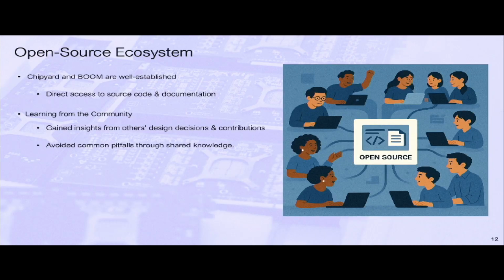Another major strength of open source development is the ecosystem it creates. In the case of Ocelot, we didn't start from a blank slate. Instead, we built on top of two powerful open source foundations, Chipyard and Boom. Because both of these projects are fully open source, we had direct access to everything, from the actual RTL source code to detailed documentation, simulation frameworks, test benches, and even historical discussions and commits that show how the designs evolved.